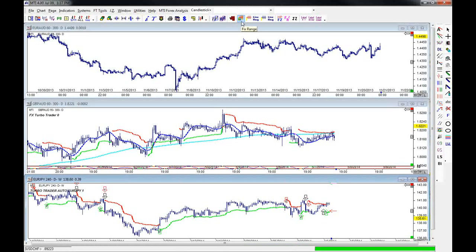Now, there's many different ways to skin a cat when it comes to being successful trading the Forex market, and I don't know if any of you have ever heard that saying before. But what we're going to be doing today is I'm going to show you a simple, now, it's not easy, but a simple way of getting in and getting out of this market with a plan.